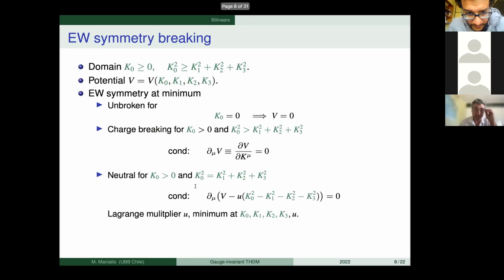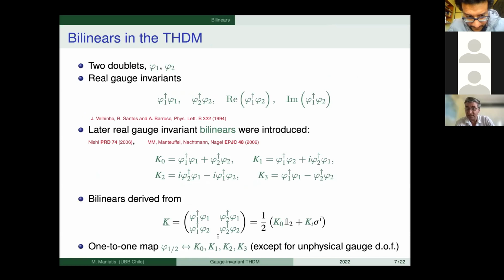Sorry, I have a question. In the previous slide, once again, they are written in terms of the Pauli matrices, right? The sigma i, are they the Pauli matrices? The matrix equation K is written as a half of K0 times the identity plus Ki sigma i. So sigma i will have some factors of i, right?